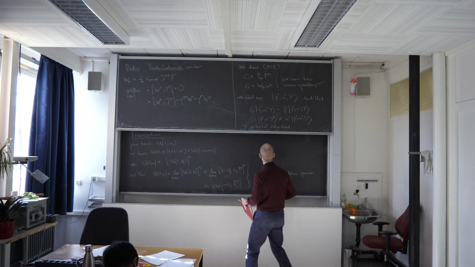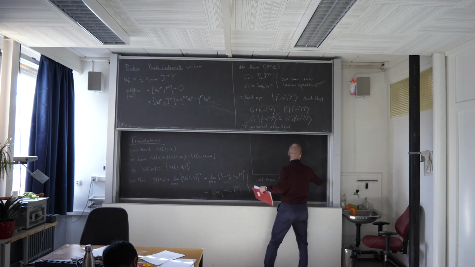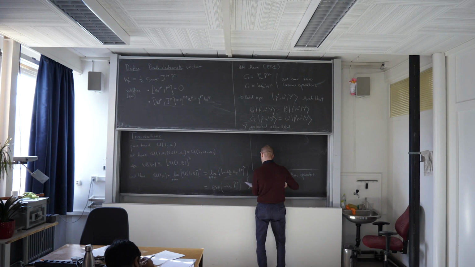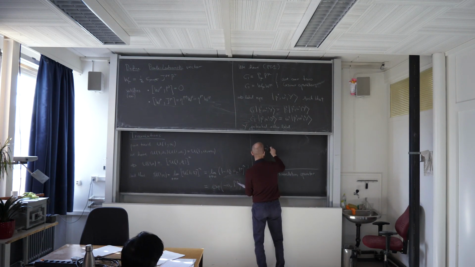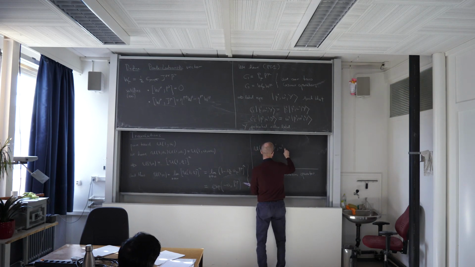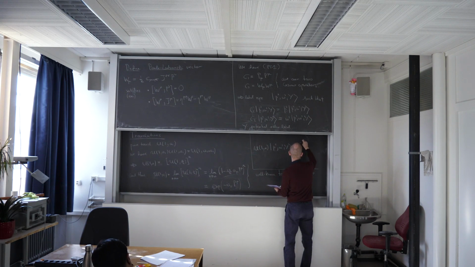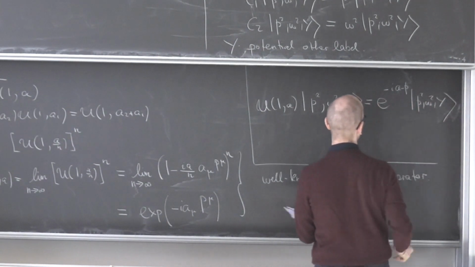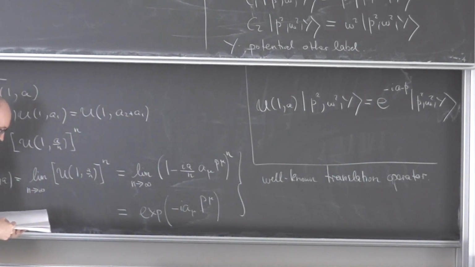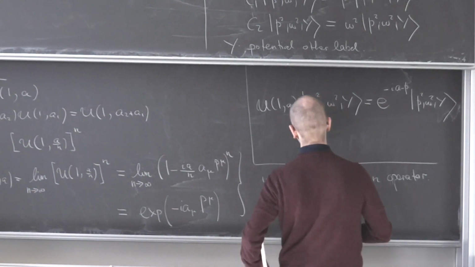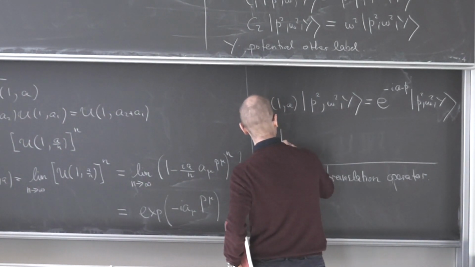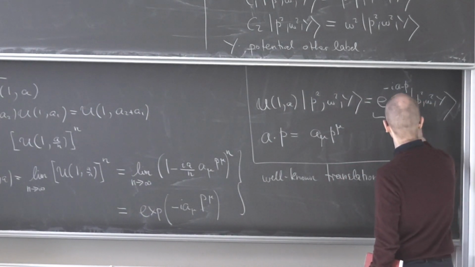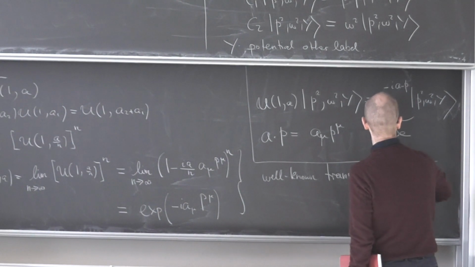Now, so we know P mu just pulls out the momentum. Therefore we have that U of 1, a acting on a state will just be e to the minus i a dot P acting on p squared, w squared, y. So in other words, the action of U on one of these states is just to pull out a pure phase. Just notation, a dot P is the contraction over the Lorentz indices, a mu P mu. And so we just get a phase. And that's it.